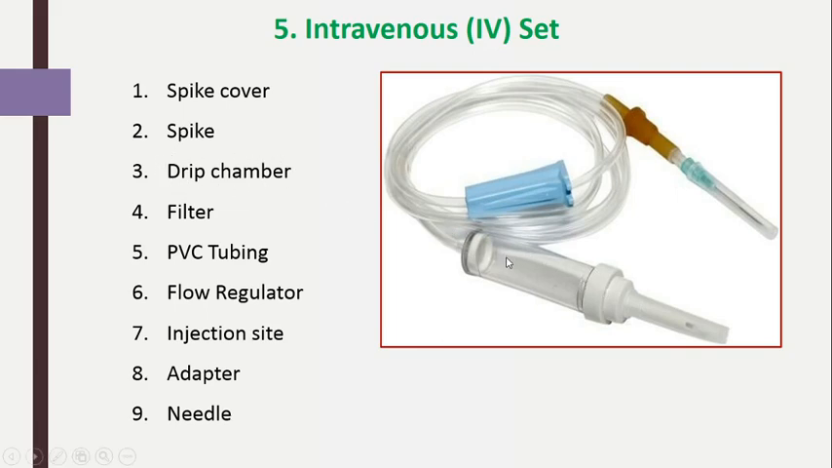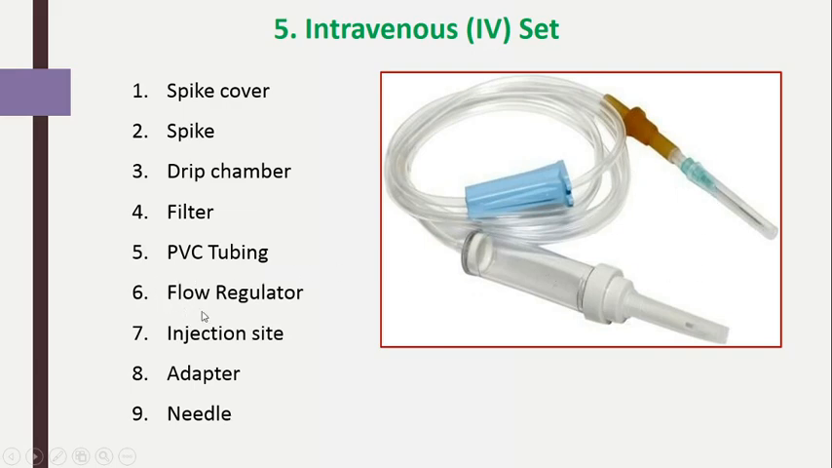Another part is the drip chamber. You can see in this picture, this is a drip chamber. At the base there is a filter, another part, which helps to filter the IV fluids at the time of introduction. Another part is the PVC tubing. This is a PVC tube, which helps to convey the IV fluids from the bottles to the site of administration.